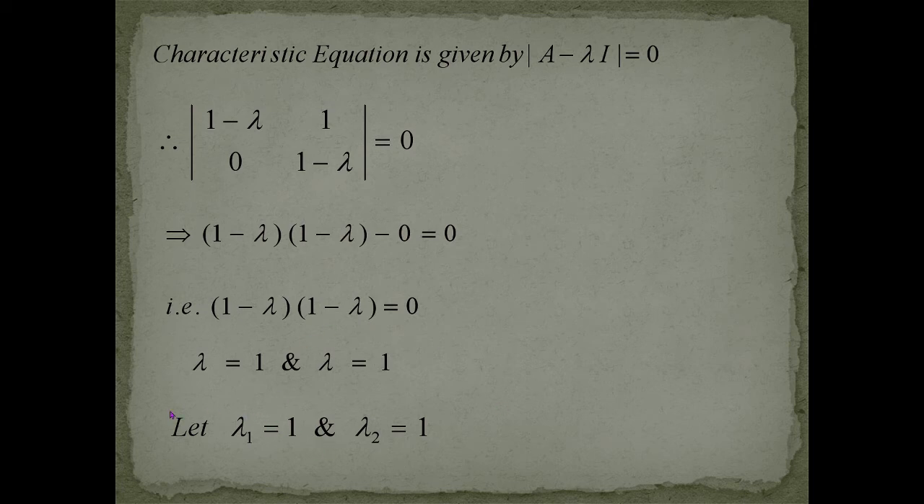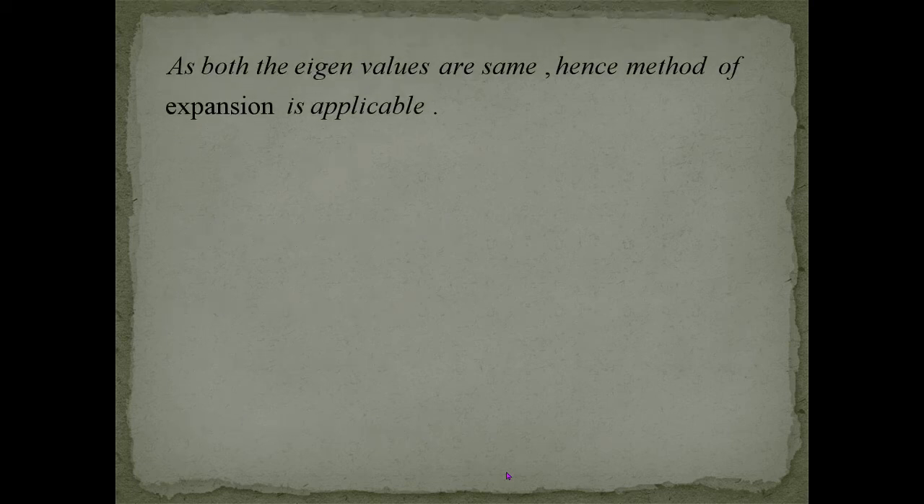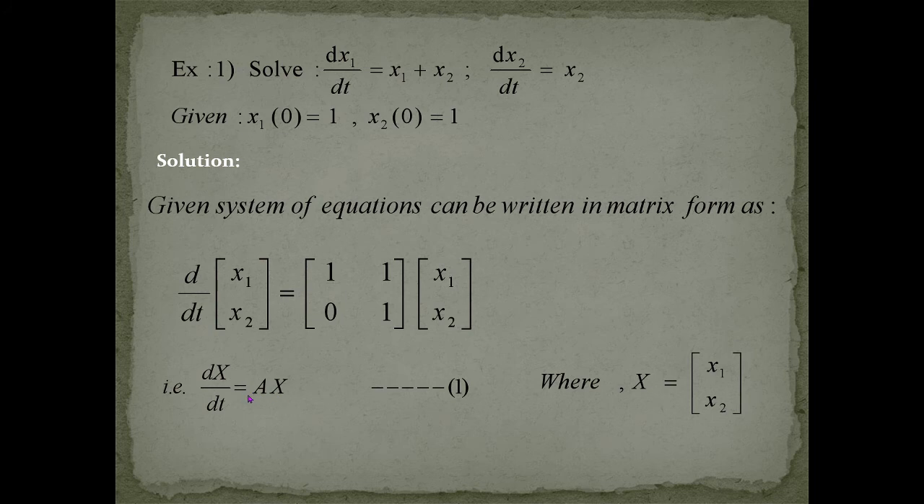As you can see, the eigenvalues are repeated, so you just need to write down one sentence here: as the eigenvalues are same or repeated, hence the method of expansion is applicable. Okay, this completes your step number 3. Now next you have to use the method of expansion. Before that, let me go back to the slide.